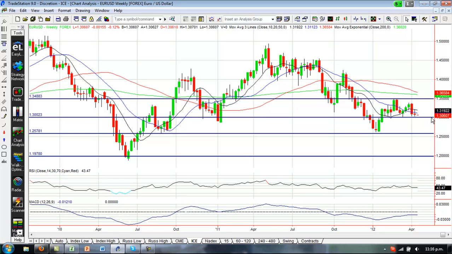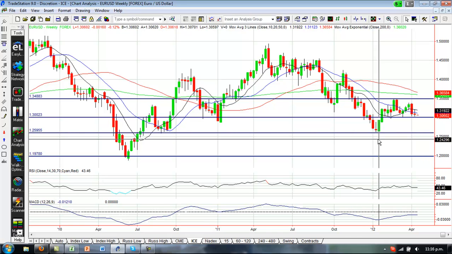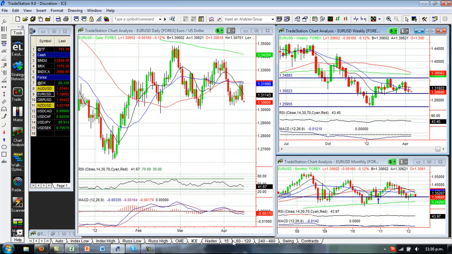As long as we're above it, 1.3 is a support level. We're about 60 points above that right now. If we break down through 1.3, we're looking like coming down and finding the next level of support, let's call it around about 1.26, just down around these lows. So euro dollar is starting to show some signs of euro weakness and dollar strength, and dollar yen was also showing some potential signs of dollar strength.